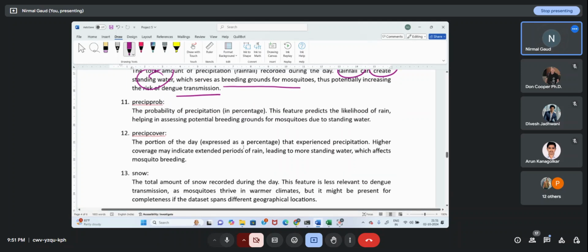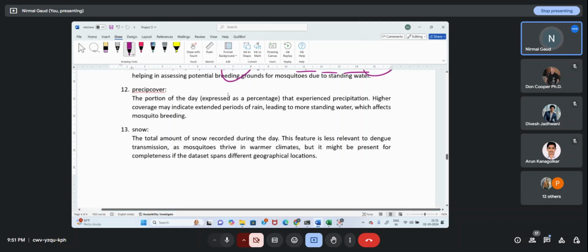Precipitation probability, so it's in percentage. This feature predicts the likelihood of rain. So probability of rain, that is precipitation probability. Precipitation cover, that means a portion of the day, expressed as a percentage, that experiences precipitation.